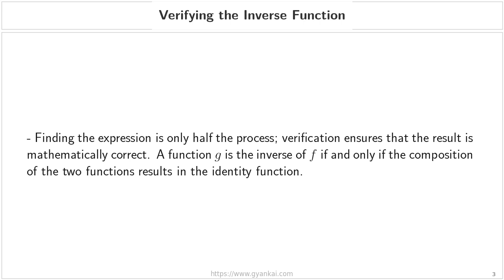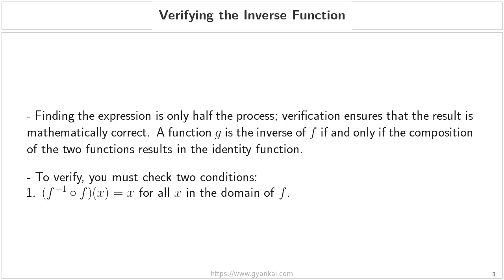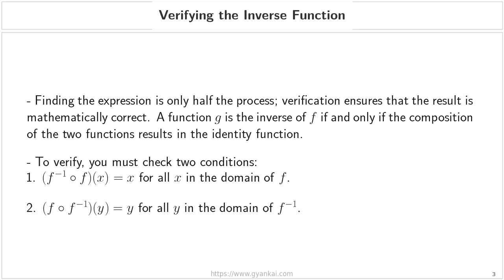In formal terms, a function g is the inverse of a function f if and only if the composition of these two functions results in the identity function. To verify this, you must check two specific conditions. First, the composition of f inverse and f of x must equal x for all values of x in the domain of f. This essentially means that if you apply the function and then apply its inverse, you should return to the original input. Second, you must check the reverse order.